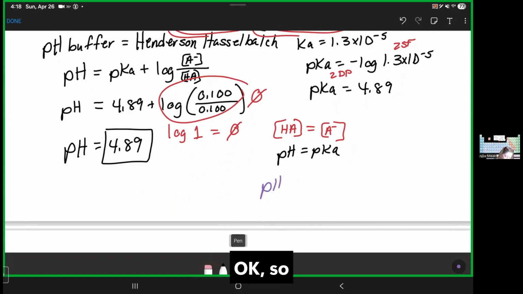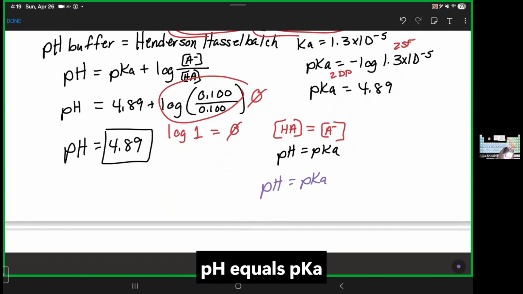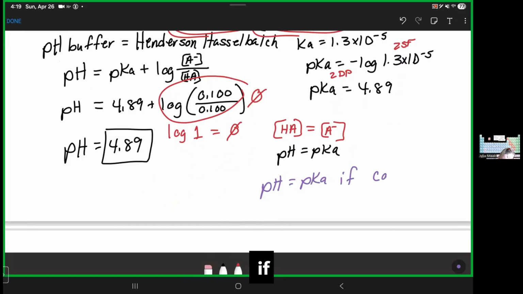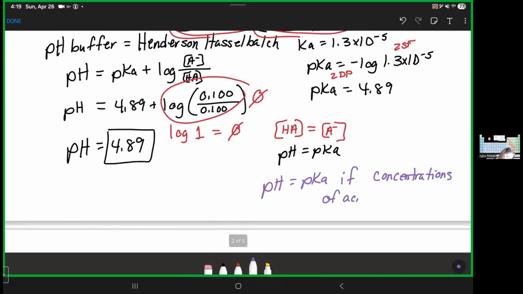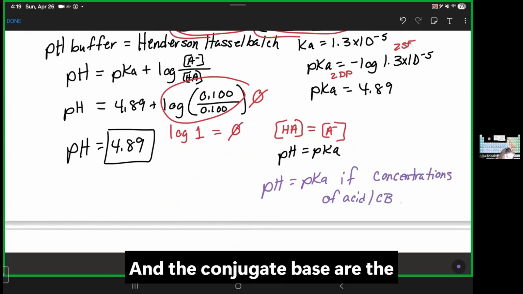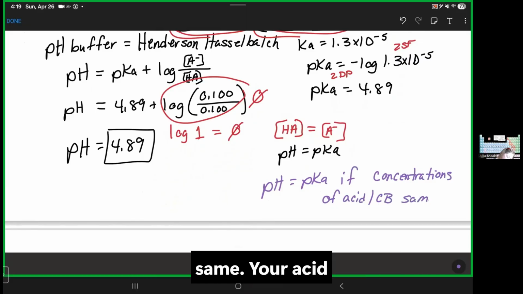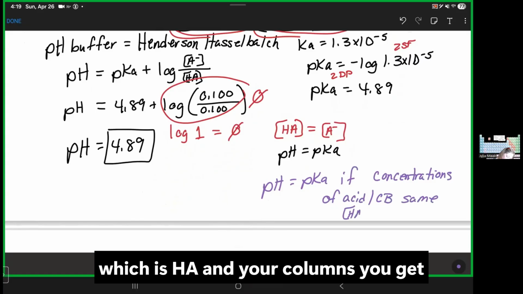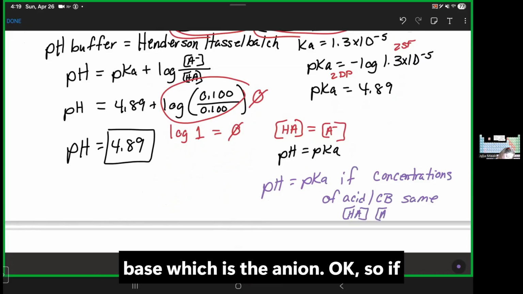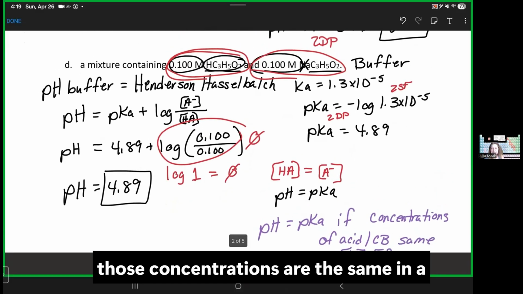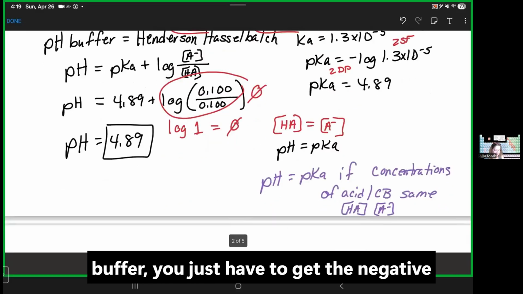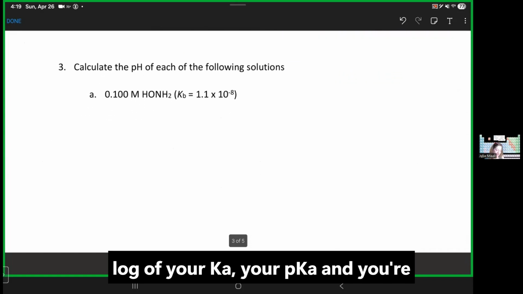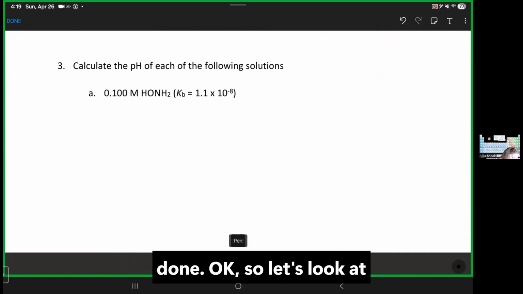Okay, so pH equals pKa if the concentrations of the acid and the conjugate base are the same. Your acid, which is HA, and your conjugate base, which is the anion. So if those concentrations are the same in a buffer, you just have to get the negative log of your Ka, your pKa, and you're done.